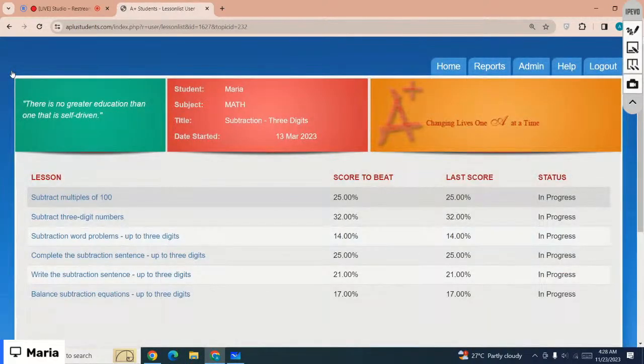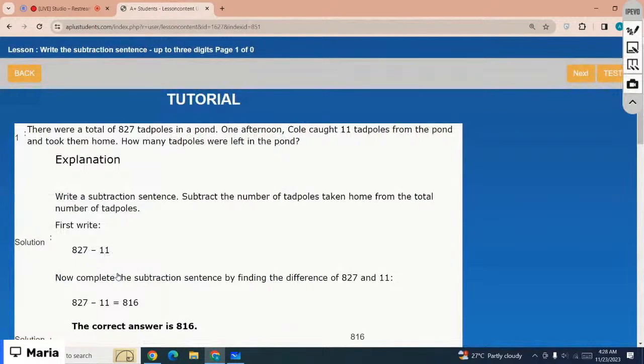And the next lesson is write the subtraction sentence up to 3 digits. Let's just start with the next lesson. Okay, so basically you are given word problems. You have to read them, understand them, and solve them, right? Okay, there were a total of 827 tadpoles in a pond. One afternoon, Cole caught 11 tadpoles from the pond and took them home. How many tadpoles were left in the pond?